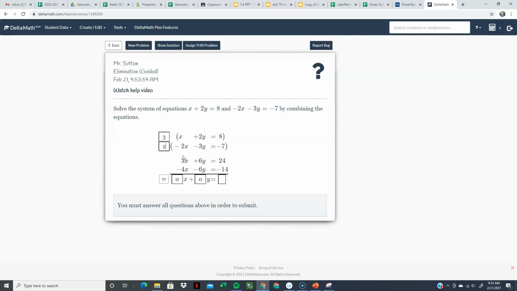For some of these, you'll have to multiply both equations if neither of the variables eliminate simply. But I think if you have the option to just multiply one equation, like we do in this one, that's the way to go, because there's less room for error. For some of these, you're going to have to multiply both equations, and when you're distributing on two different equations, you are creating more room for error.